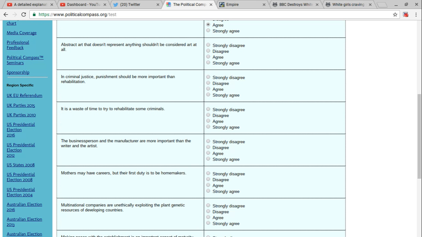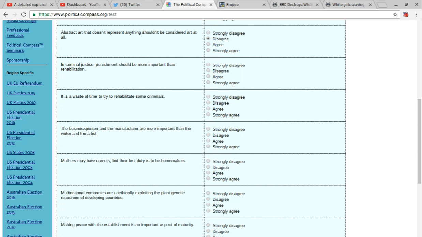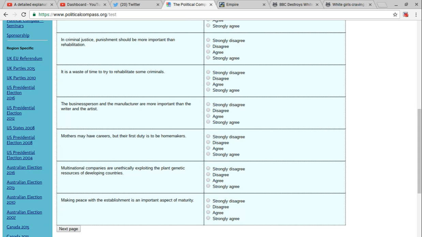Abstract art that doesn't represent anything shouldn't be considered art at all. Well, I disagree. I disagree because we already call it abstract art. It's already art basically. So, yeah, okay. In criminal justice, punishment should be more important than rehabilitation. No, strongly disagree. I would rather have rehabilitated murderers than people who just serve their time and then go back out and kill again.